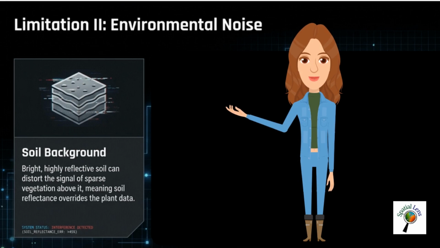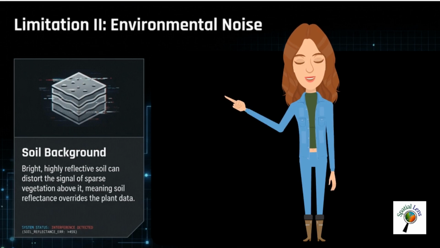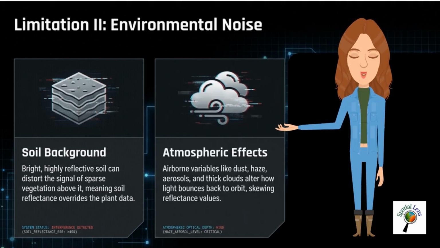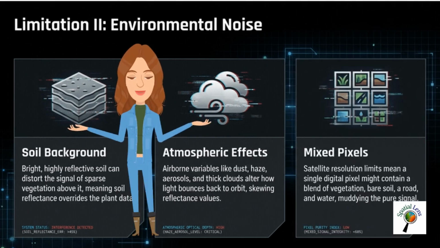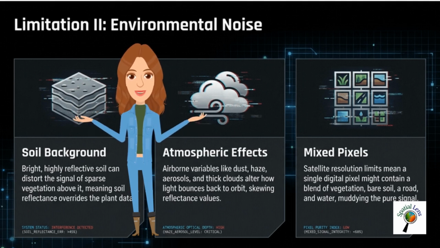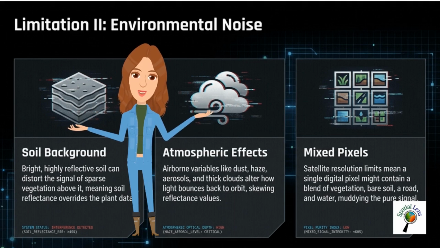Second limitation: soil background effect. Sparse vegetation over bright soil can distort NDVI. Sometimes soil reflectance affects results more than vegetation. Third limitation: atmospheric effects. Dust, haze, aerosols, and clouds can alter reflectance values and affect NDVI accuracy. Fourth limitation: mixed pixels. A single pixel may contain vegetation, soil, roads, and water all together. That blended signal can reduce NDVI accuracy.